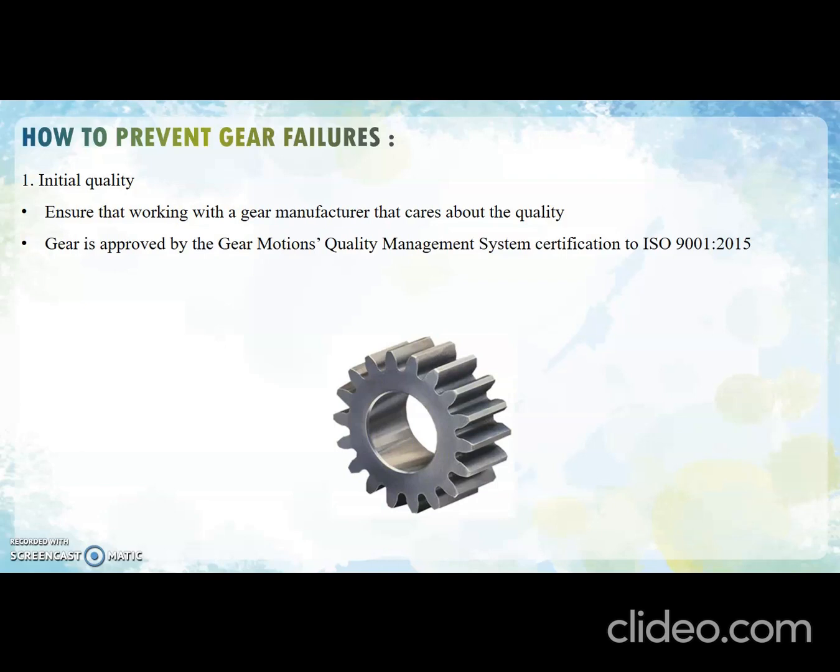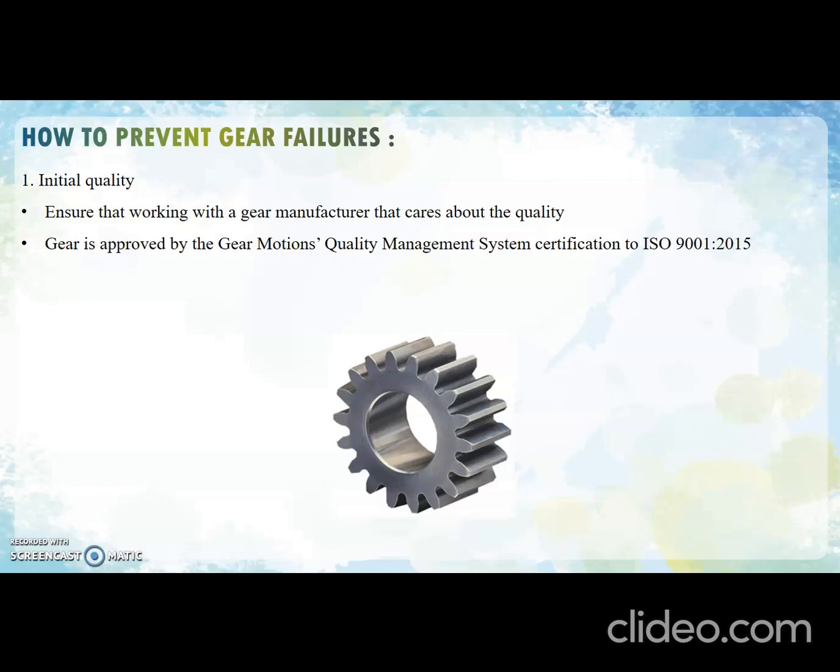The meaning of initial quality is that we ensure we are working with a gear manufacturer that cares about quality. It means we find a manufacturer of gears that takes care of the quality of the gear when we want to buy it from our manufacturer.